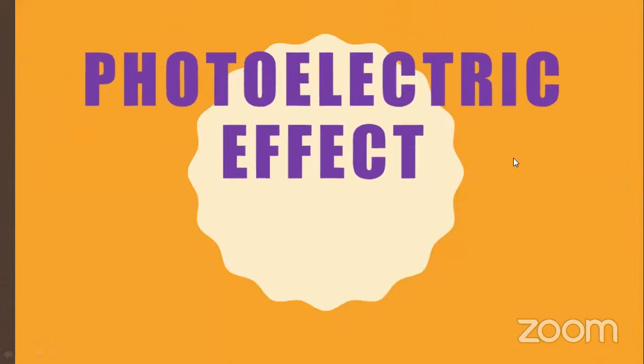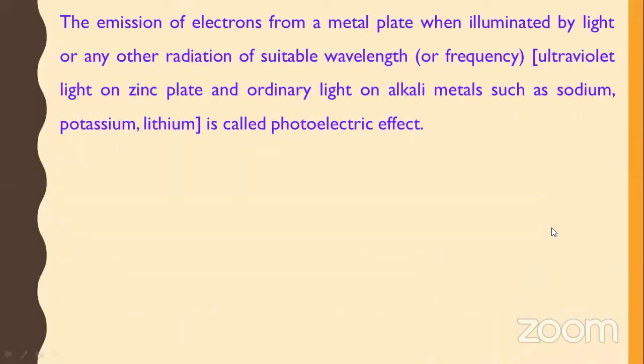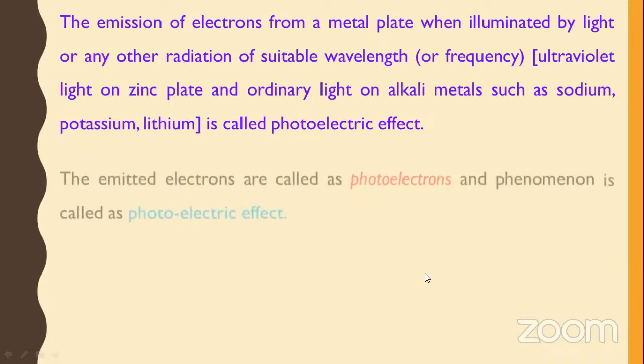See here. What is the photoelectric effect here? The emission of electrons from a metal plate. That metal may be an alkali metal. When light or other radiation of a suitable wavelength or frequency is incident upon this, electrons are emitted from that metal plate. That you can call a photoelectric effect.